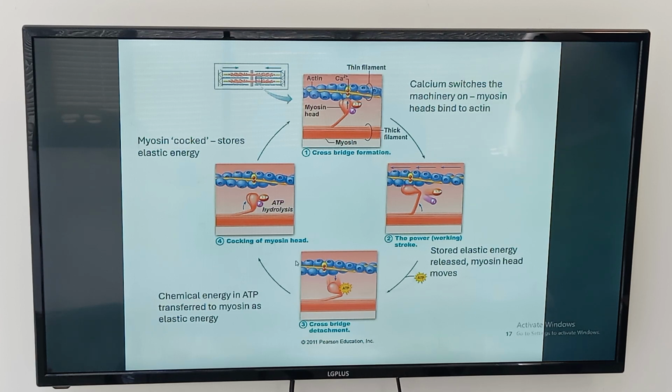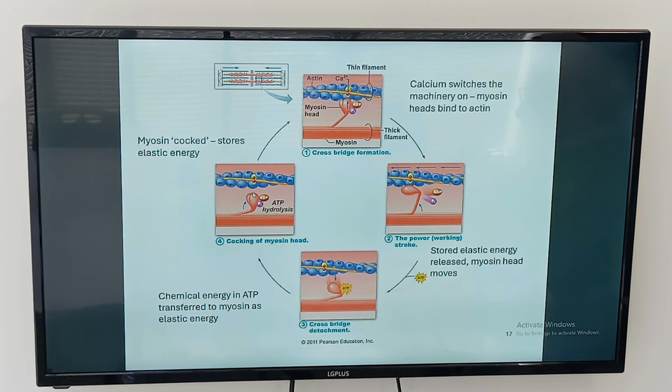Once the head is detached, a process called ATP hydrolysis is performed, which means the ATP will lose one phosphate molecule and will return to its original ATP.